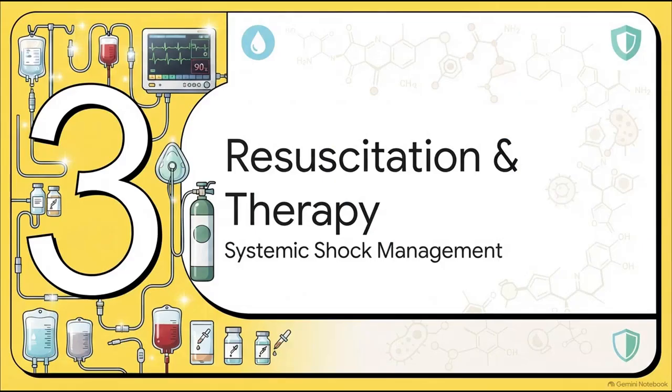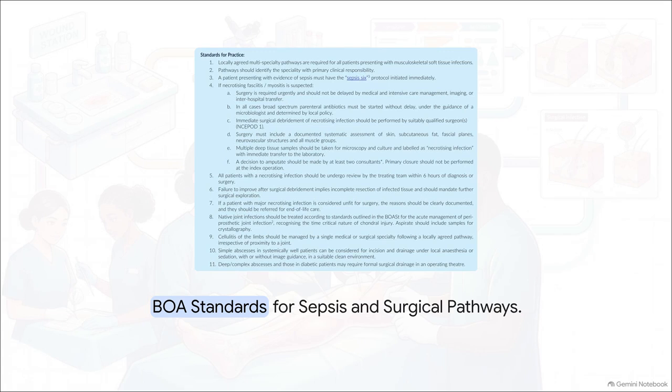Section 3. Resuscitation and antibiotic therapy. When it comes to resuscitation, the directive from the British Orthopaedic Association standards leaves absolutely no room for hesitation. If a patient presents with evidence of sepsis, the Sepsis 6 protocol has to be initiated immediately. That means high-flow oxygen, drawing blood cultures, checking serum lactate, pushing aggressive IV fluids to combat profound vasodilation, monitoring urine output, and of course, starting early, broad-spectrum IV antibiotics to fight the systemic shock while you're prepping the OR.